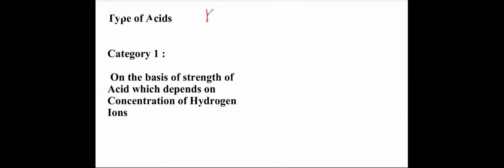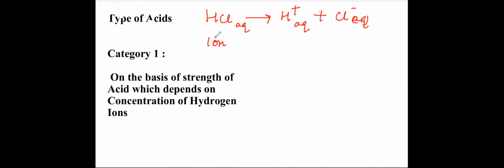Now we know that when we add HCl in water, it is going to ionize and split up. It dissociates into H positive ion and chloride ion. So any acid, when you dissolve it in water, gets ionized, gives you ions, and splits up as H positive ions and Cl ions.